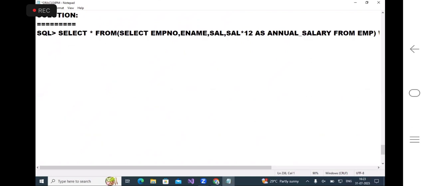With correlated subquery. Below, write down correlated subquery.